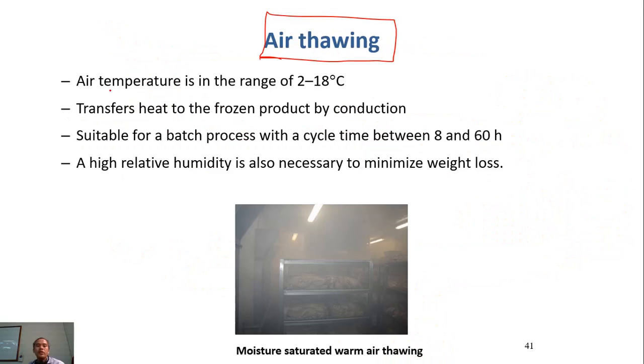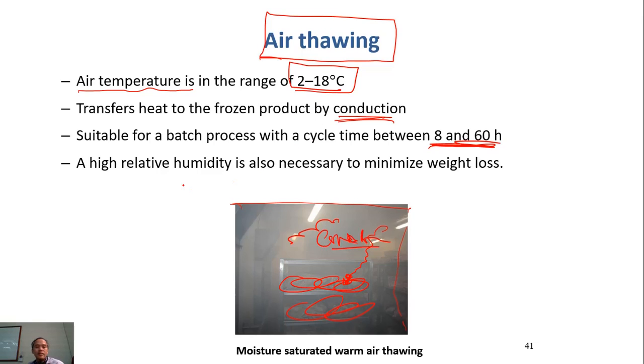Air thawing. We use air set at 2 to 18 degrees C. You need a large room. You put your frozen meat, food inside. You wait there for quite a long time, 8 to 60 hours, depending on the size of the food. The heat from the air will move to the food by convection, and then the heat from the surface will transfer inside by conduction. And then we need to humidify the air. Humidify, what does that mean?